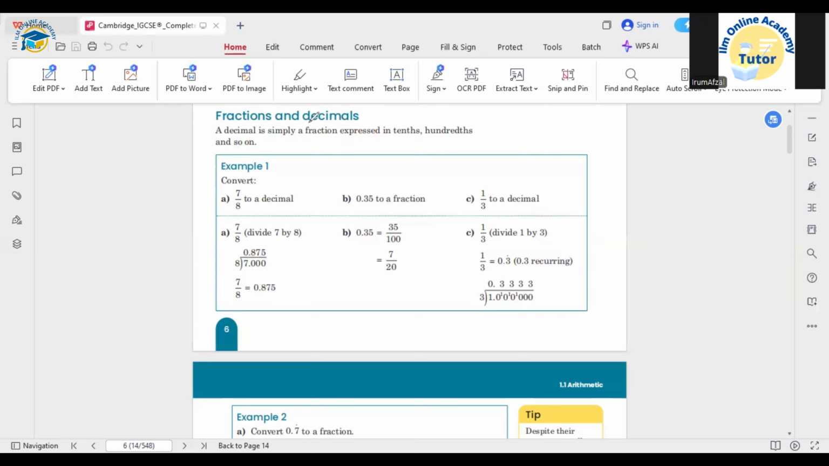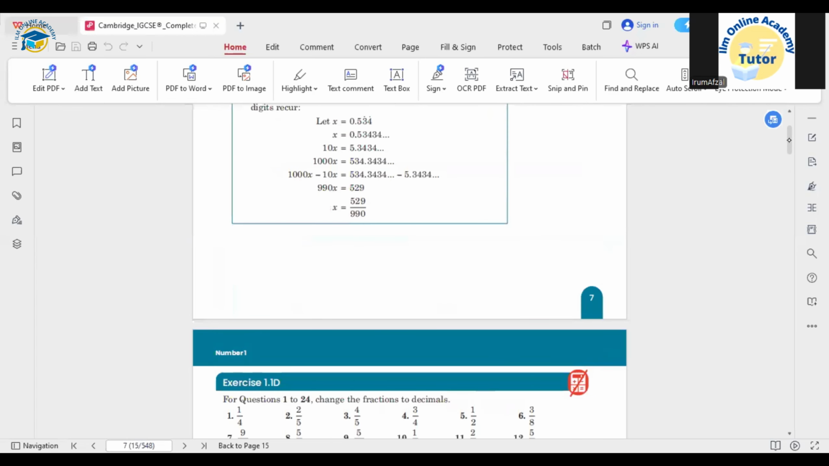For example, if I have 3.253, after the decimal point we are going to take these numbers according to tens, hundreds, thousands. So this is the whole number part and this is the decimal part. If you want to convert fractions into decimals, or decimals into fractions, we are going to discuss this in this exercise.